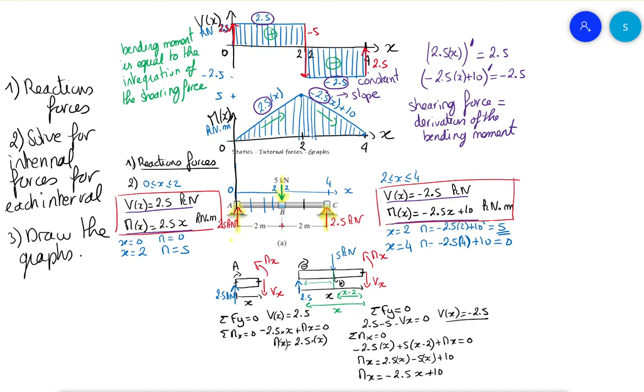So that's it for this first example. This lecture is basically just examples that I will do, like three little examples.